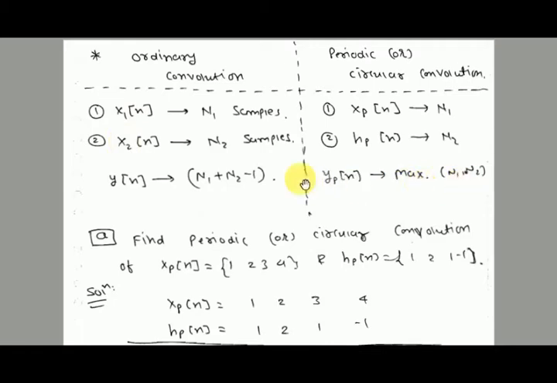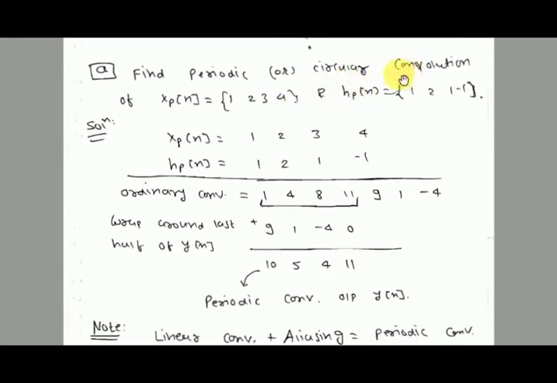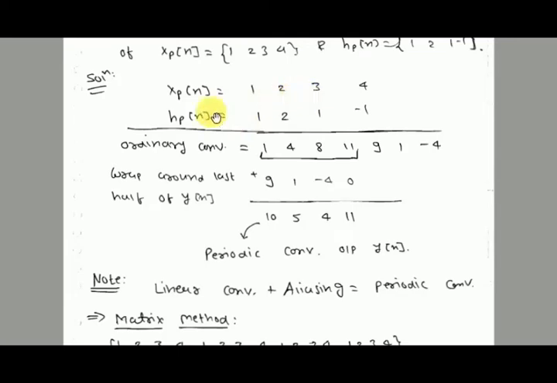Okay, so number of samples in both convolution is different. Here n1 plus n2 minus 1, and here maximum of n1 and n2. Suppose we have one problem that find periodic or circular convolution of two signals xp of n and hp of n. Both are given. So what is procedure to find circular convolution? It is very simple. First of all, you write here xp of n, then hp of n. Here the number of samples is n1 equal to 4, here n2 equal to 4.